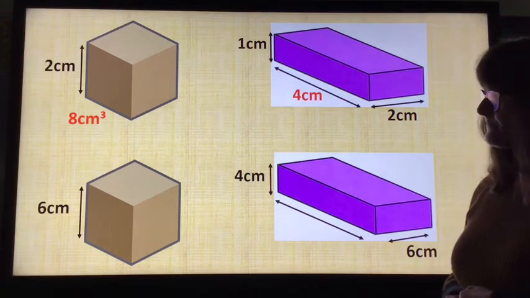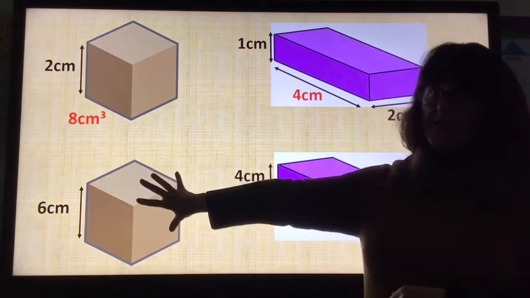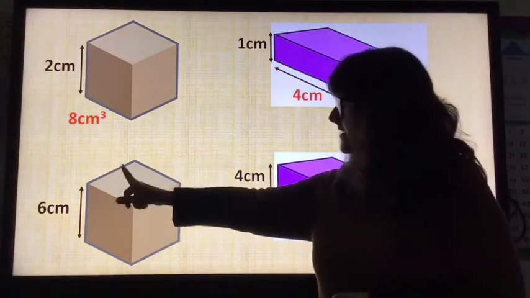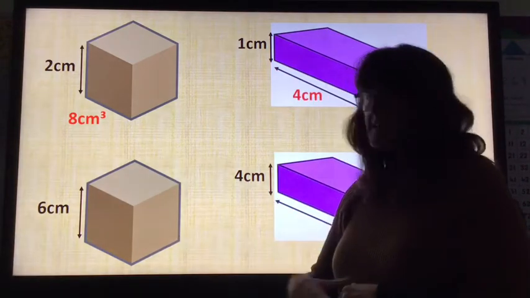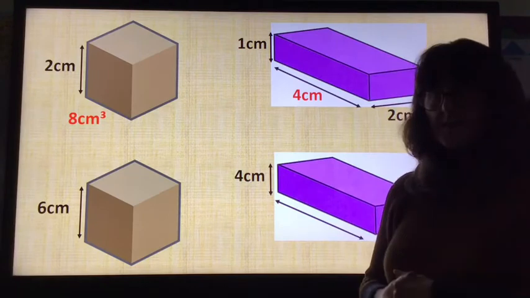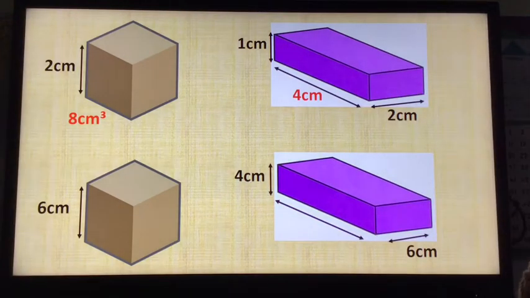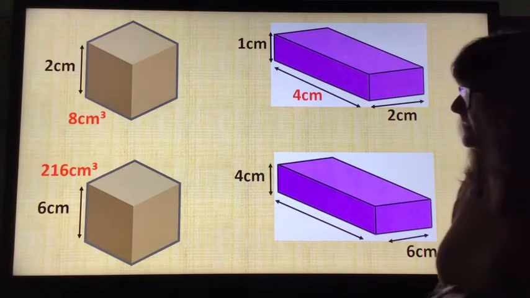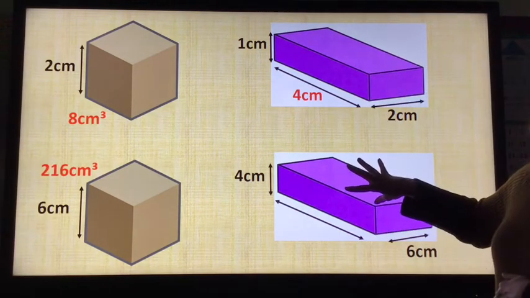Okay. You need to approach this one in exactly the same way. We need to work out the volume of the cube. 6 times 6 times 6. 6 times 6 is 36. 6 times 36 is 216. So the volume of that is 216 centimetre cubed, which is also the volume of this one.